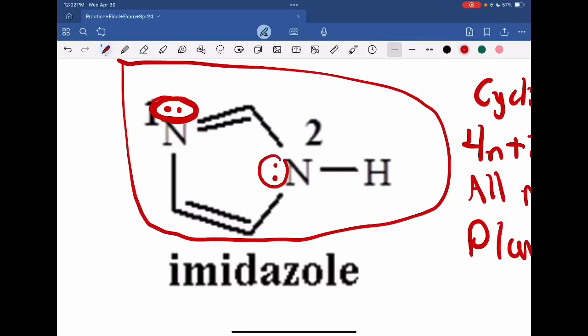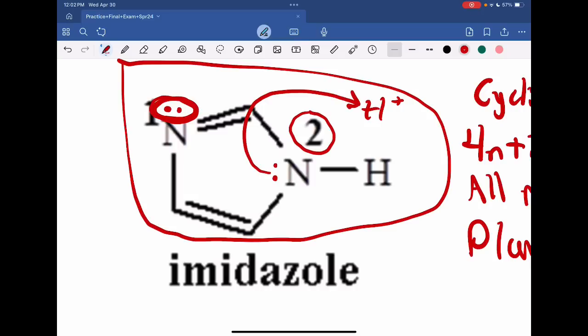This is definitely participating in aromaticity. This is in a p orbital, so that it gives the ring the 6 electrons that it needs, because 1, 2, 3, 4 plus 2 is 6. So if this nitrogen number 2 were to act as a base and donate its lone pair, this would mean that the molecule is no longer aromatic because there's no lone pair in a p orbital anymore.